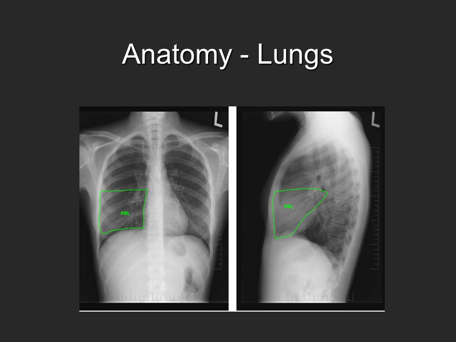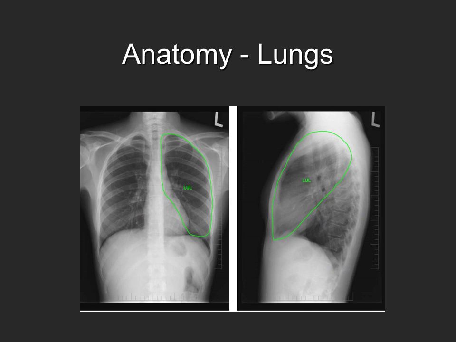The borders of the right middle lobe of the lungs are outlined in PA and lateral views. The oblique fissure separates the middle lobe from the lower lobe. The borders of the right lower lobe of the lungs are outlined in PA and lateral views.